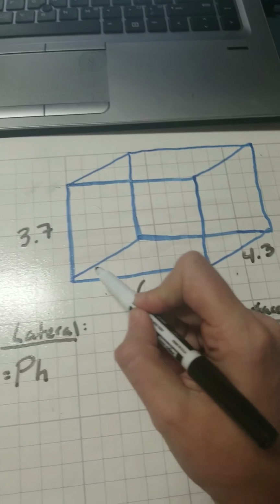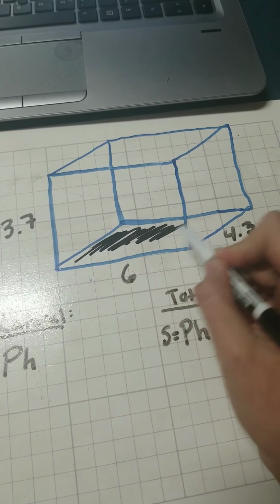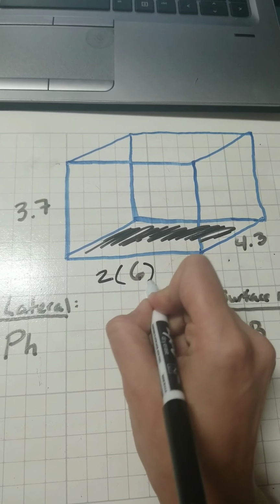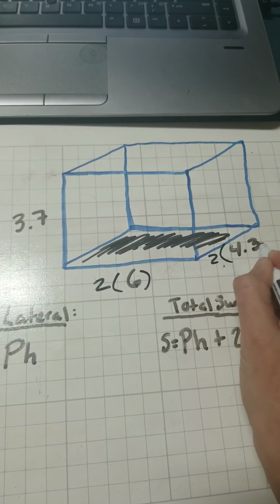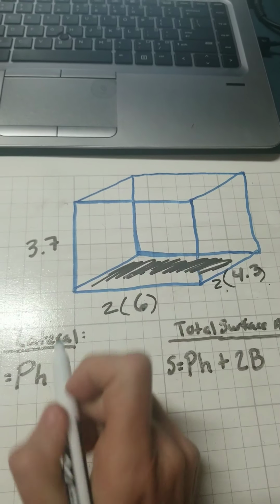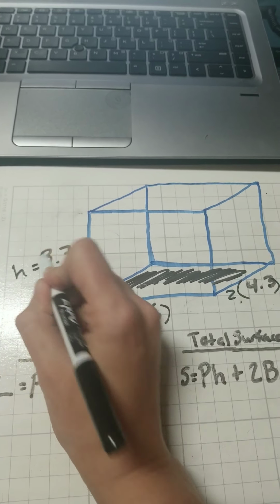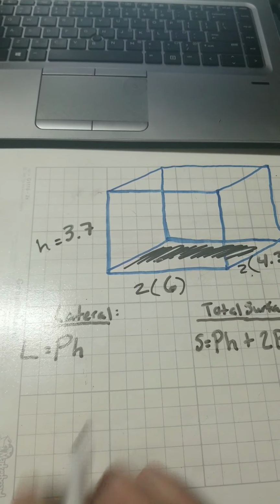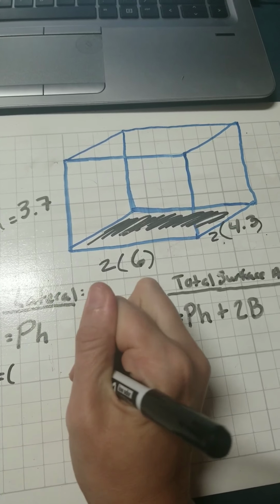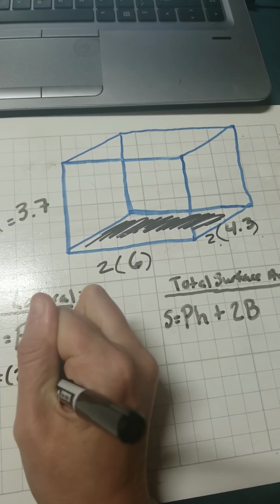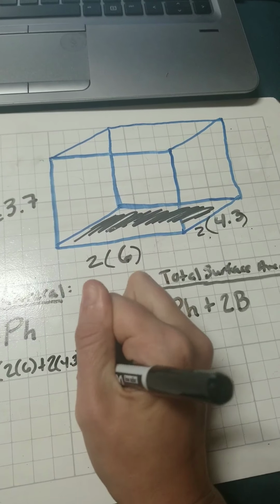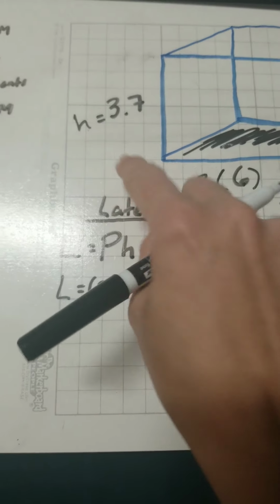So down here, this is our base. So to find the perimeter of the base, I do 2 times this and 2 times this, because there are 2 sides that are 6 and 2 sides that are 4.3. And then this over here is our height. So I'm going to plug all of this into this formula. So lateral surface area is the perimeter of the base. So that is 2 times 6 plus 2 times 4.3 times the height.